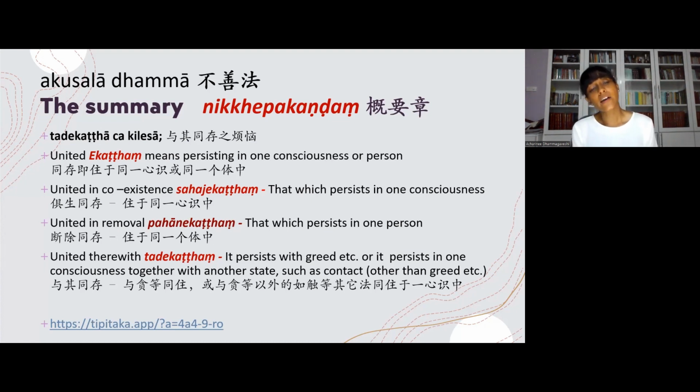And next, if the prefix pahana is added to ekaṭṭhaṃ to form pahanekaṭṭhaṃ, this is called united in removal. That is in relation to something that persists in one person. So ekaṭṭhaṃ means either persisting in one consciousness or person, and then you have 2 subdivisions: sahajekaṭṭhaṃ, that which persists in one consciousness, and pahanekaṭṭhaṃ, that which persists in one person.